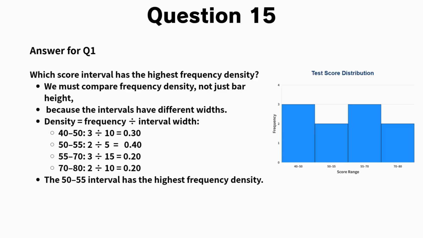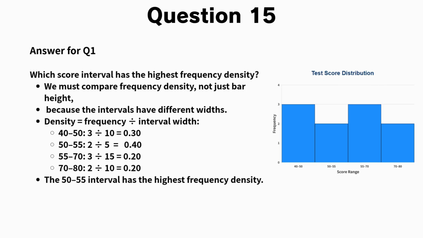Answer for question 1. The 50 to 55 interval has the highest frequency density. This question introduces an important concept, frequency density. We must compare frequency density, not just bar height, because the intervals have different widths. Frequency density equals frequency divided by interval width.